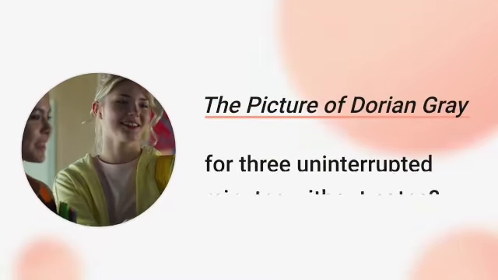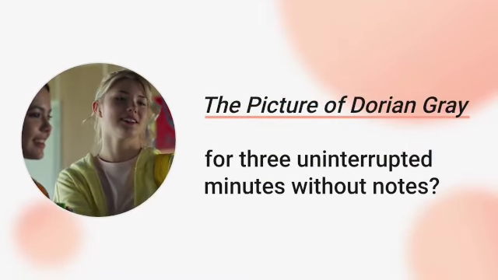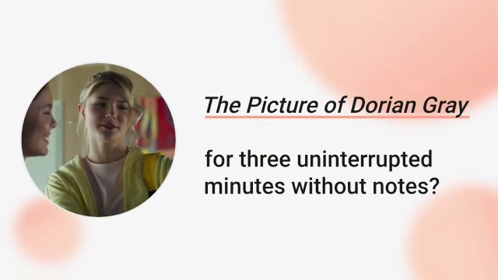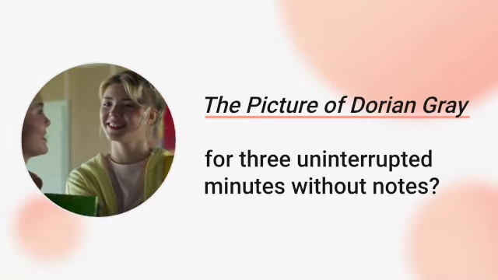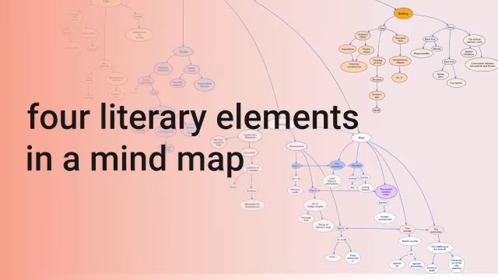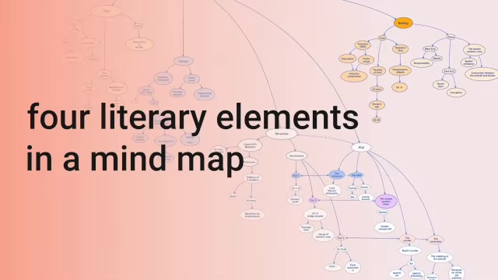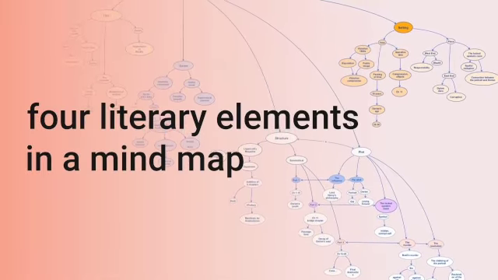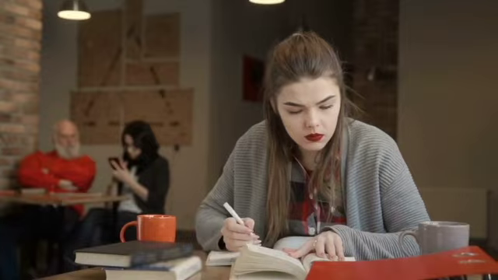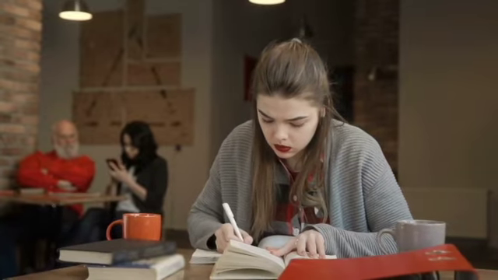Want to speak about The Picture of Dorian Gray for 3 uninterrupted minutes without notes? By the end of this video, you will. We'll take a mind map containing the concept about 4 literary elements, and by the end, you'll be able to turn them into confident spoken English, the kind that gets results in a speaking task or exam.